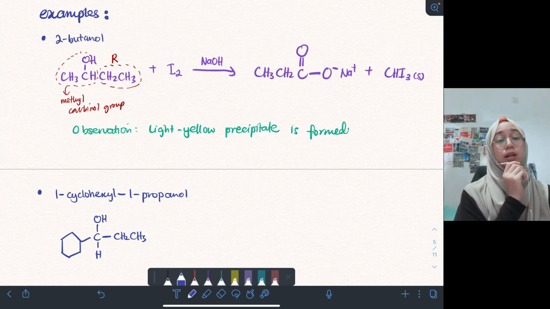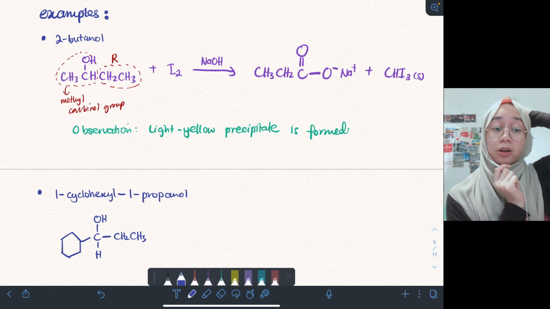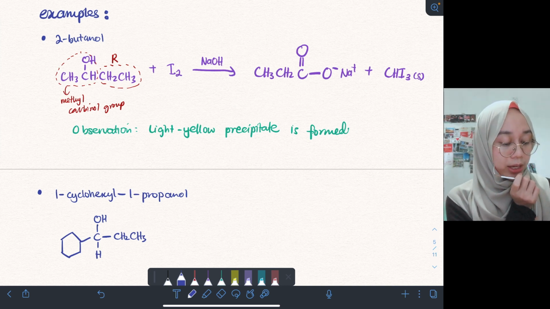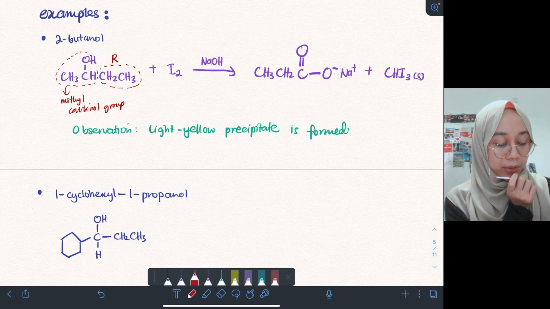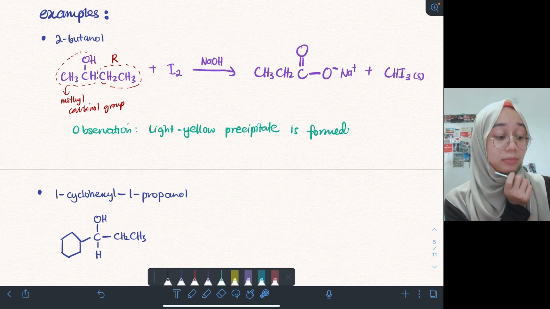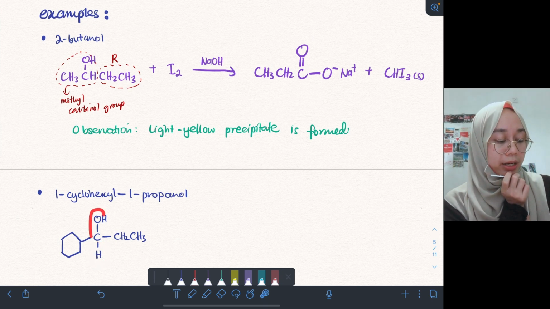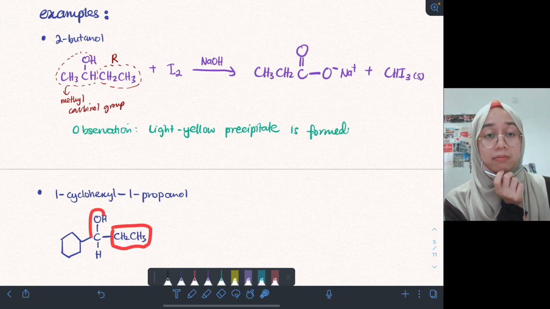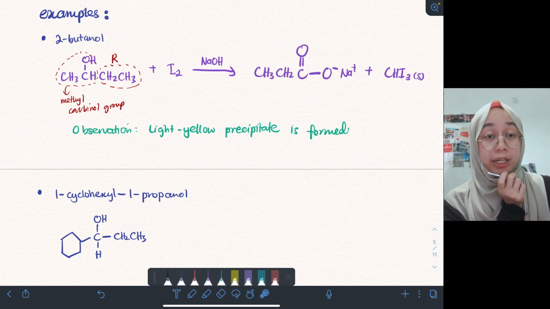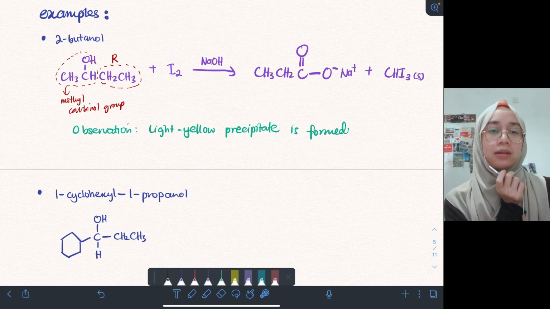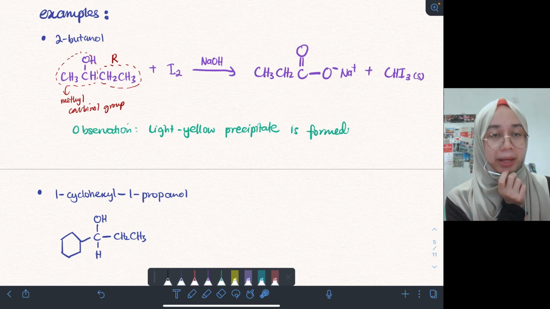Okay, so let's check whether this compound here has a methyl carbonyl group ataupun tidak. Okay, so kita perhatikan the carbonyl first lah. Okay, so this is the carbonyl. Okay, dia ada OH. Boleh. And then dia ada H. Okay, betul juga. Okay, and then sebelah kanan dia ada ethyl. So, ethyl tak. Okay, bukan itu yang kita nak. Kita nak methyl kan. And then sebelah kiri dia pula dia ada cyclohexyl. So, still there's no methyl.